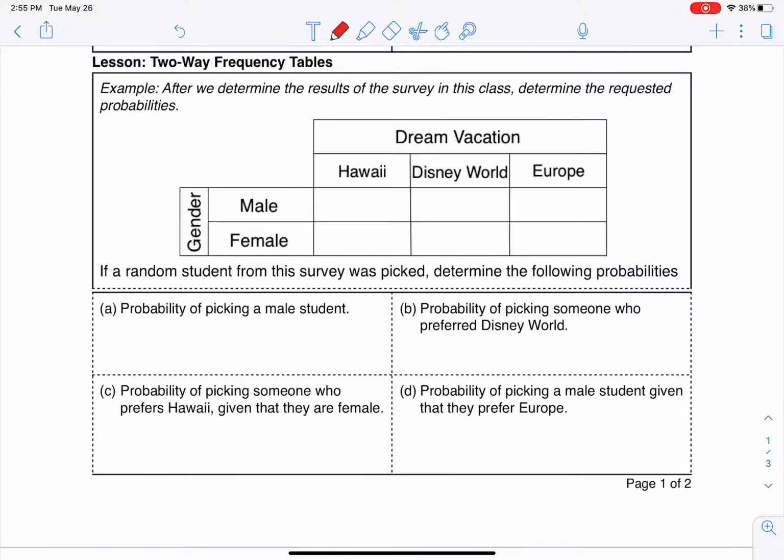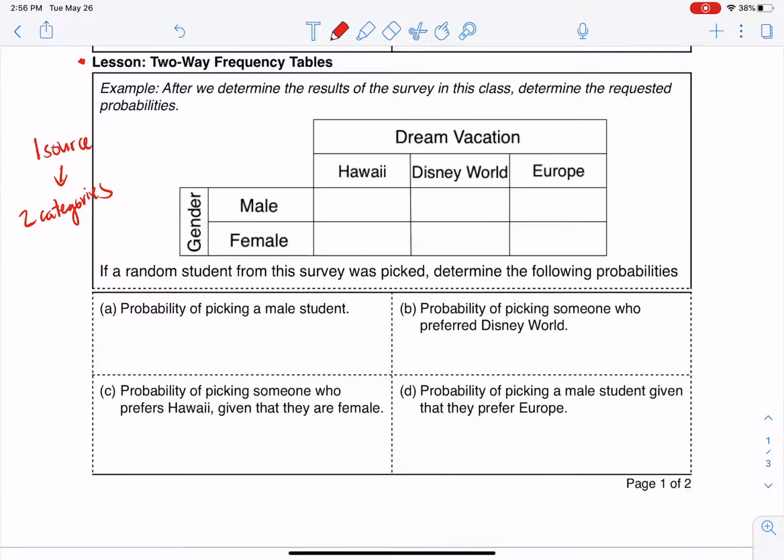So in this portion of the video, we're going to be looking at two-way frequency tables. What a two-way frequency table does is it shows us data from one source, say a survey, but that survey might have had different categories. So it might ask us, are you male or female? And then it might also ask, what is your dream vacation? So again, one source and two categories is how we describe a two-way frequency table.